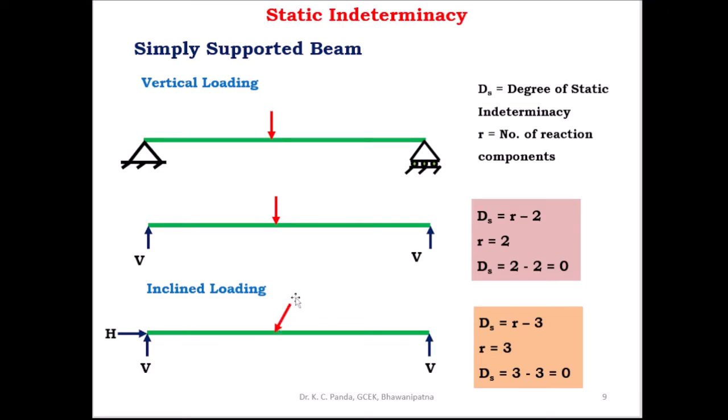Similarly, if the load is acting in an inclined direction, at the hinge support there are two reaction components, one vertical reaction and one horizontal reaction, and at the roller support only the vertical reaction. Here there are three reaction components. In this case, the degree of static indeterminacy is ds is equal to r minus 3. Here r is equal to 3, so ds is equal to 3 minus 3, which is equal to 0. So the degree of static indeterminacy is equal to 0, and the simply supported beam is a determinate structure.